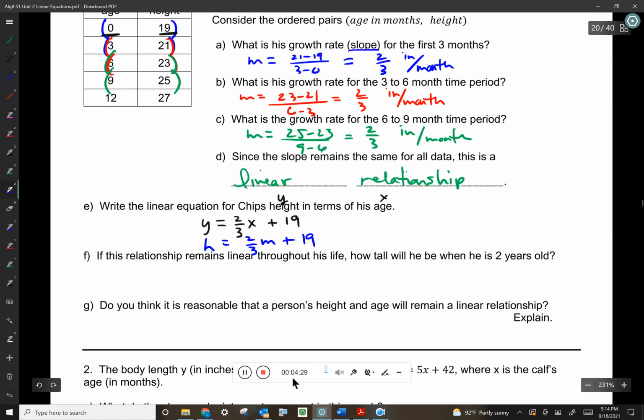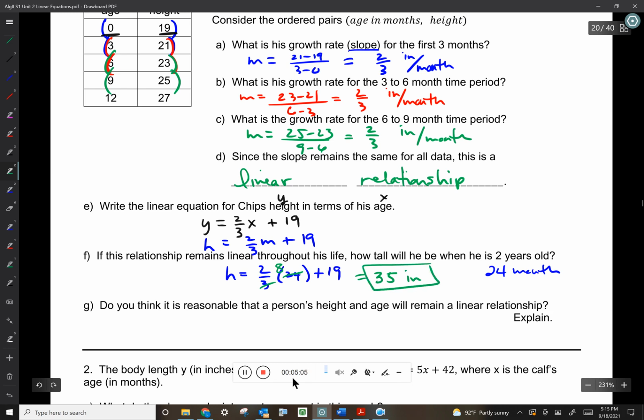If this relationship remains linear throughout his life, how tall will he be when he is 2 years old? Well, 2 years old, wouldn't that be 24 months? And remember, if I put in 24 for m, I would say height equals 2/3 times 24 months, plus 19. And if I want to do the math, 3 goes into 24 8 times. So that's 16 plus 19 is, what is that, 35 inches.